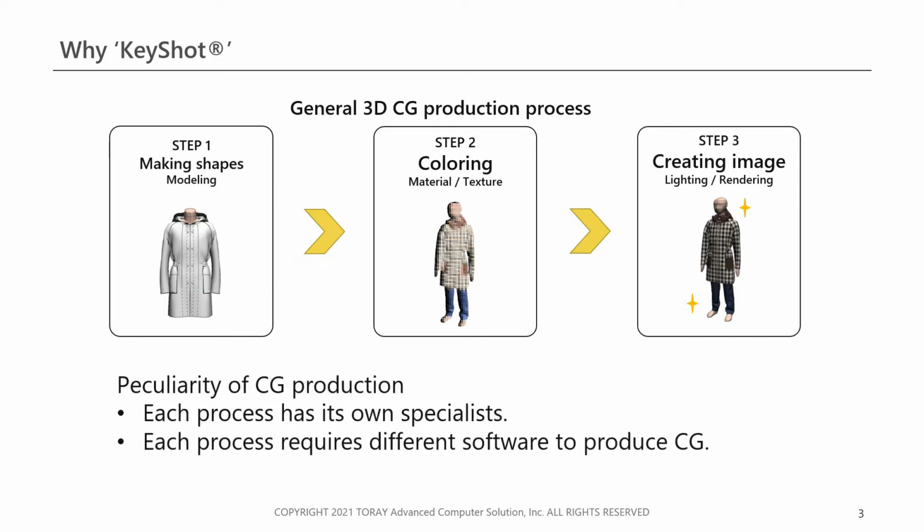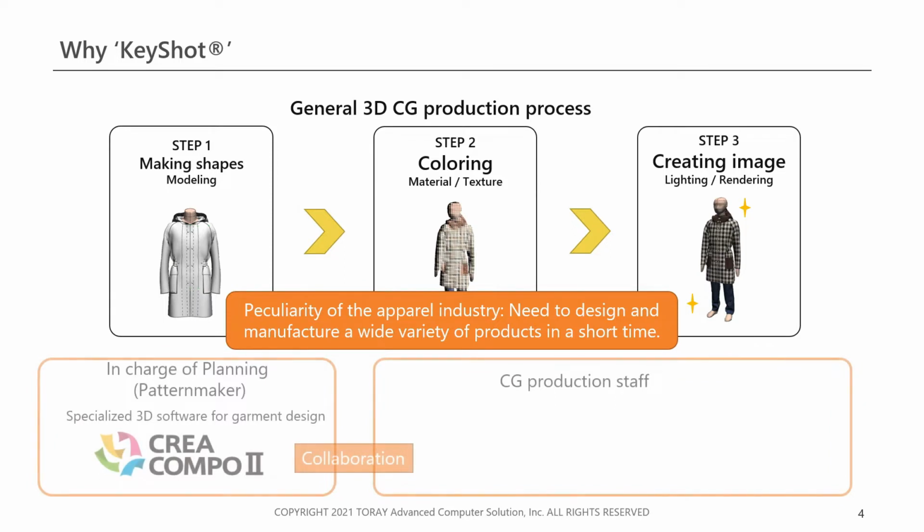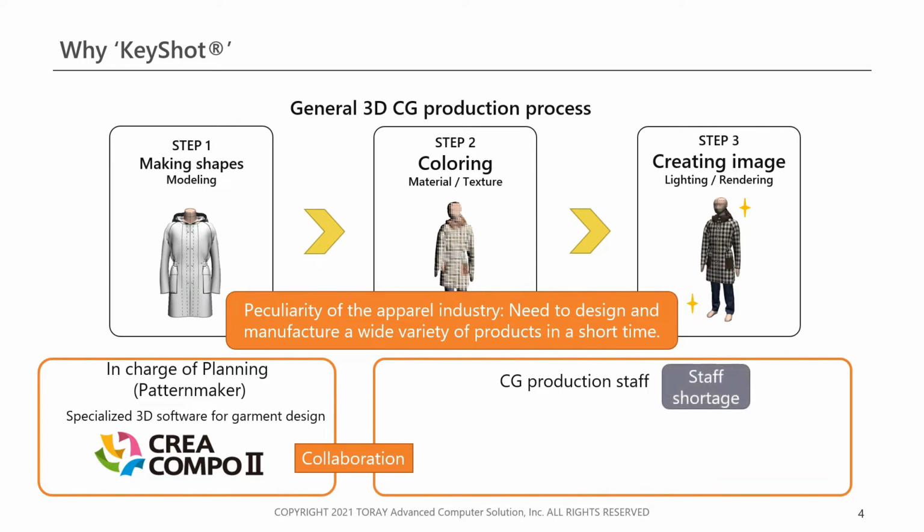When this process is transferred to the apparel industry, a difficulty appears. The problem is that the time available for a design is far too short. Up to the shaping process, the pattern maker can use 3D CAD to check the design. The later stages, such as coloring and image creation, require specialist knowledge. However, due to a lack of personnel in charge of CG production, photorealistic CG creation was challenging.